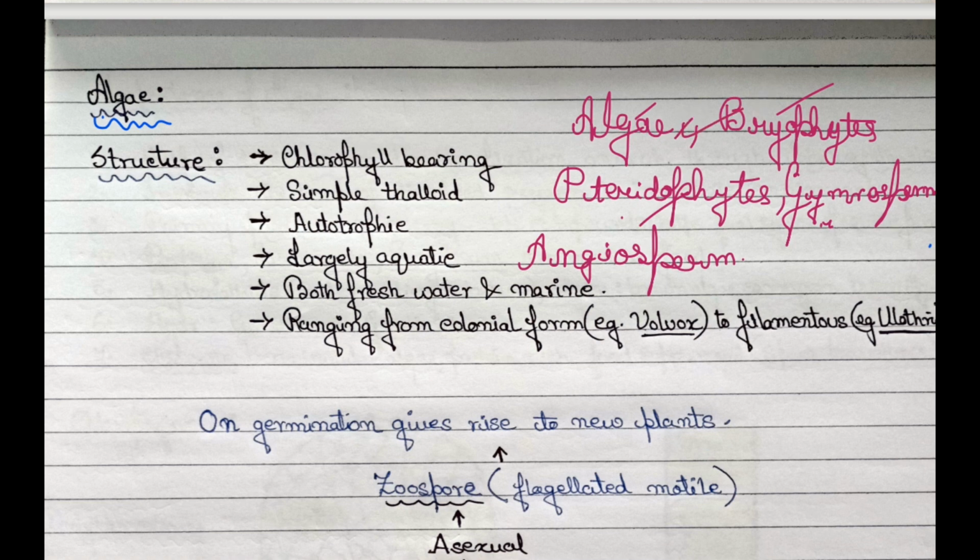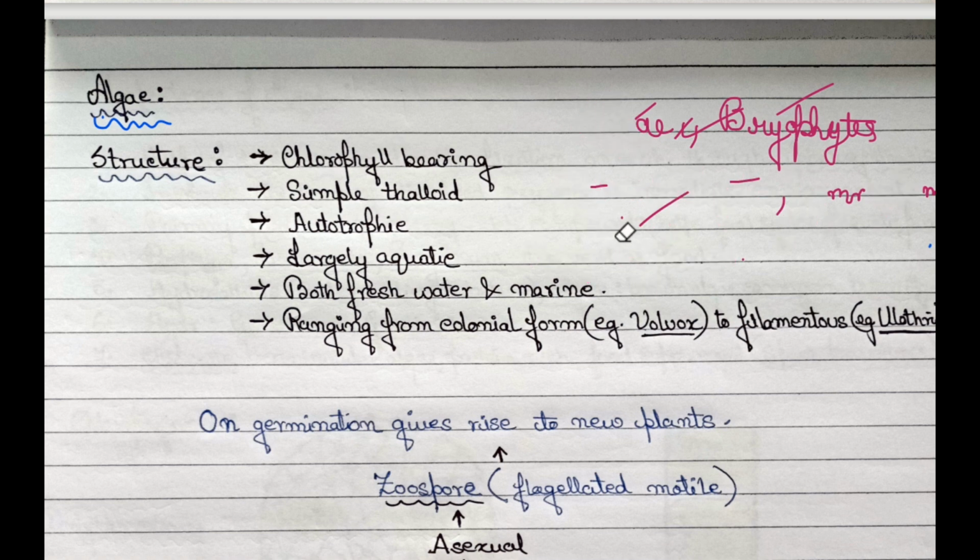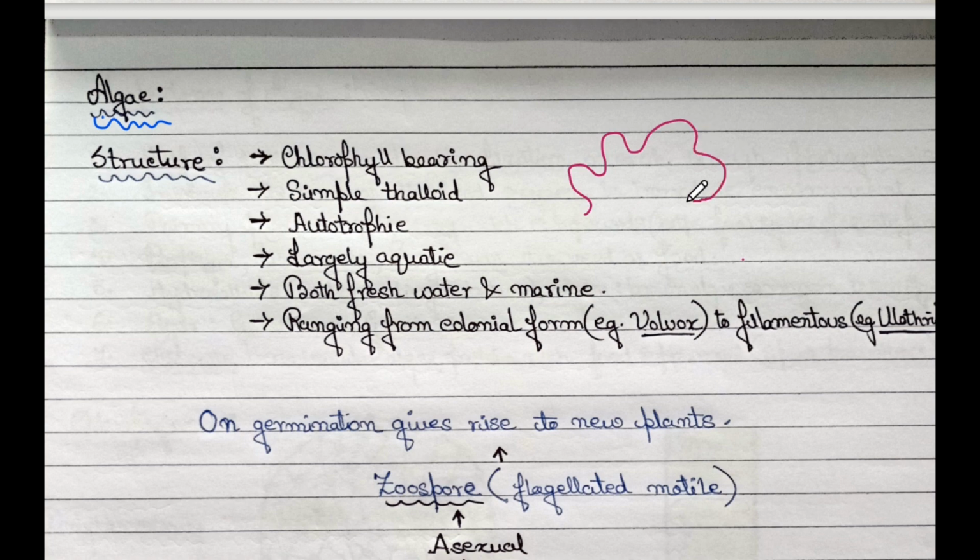Okay. So now let's start with algae. First, let us go through the basic or typical structure of algae. What is the typical structure of algae? It is a simple thallus-like structure which is generally having chlorophyll.